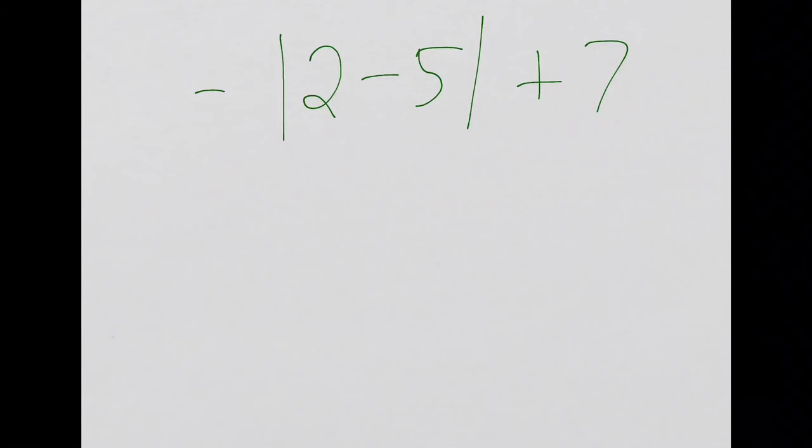When we have the absolute value brackets in the context of a larger problem, we follow the typical order of operations. And absolute value brackets function like parentheses, meaning that we do those first. So in a problem like this, we would first take 2 minus 5 to get negative 3. The next thing we would do is resolve the absolute value. So the absolute value of negative 3 turns out to be a positive 3.